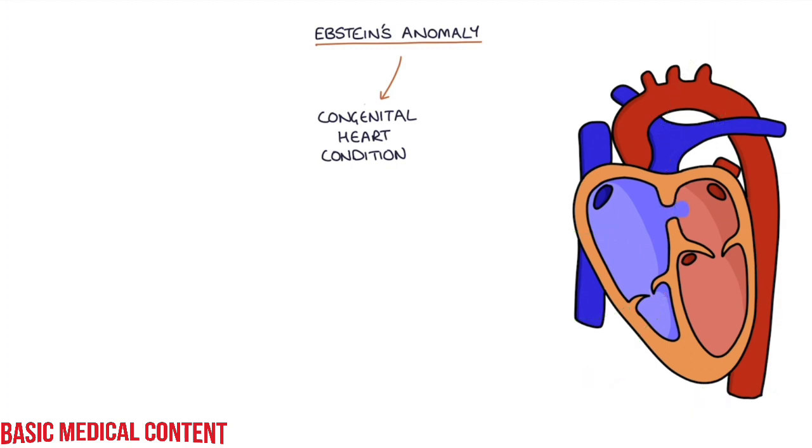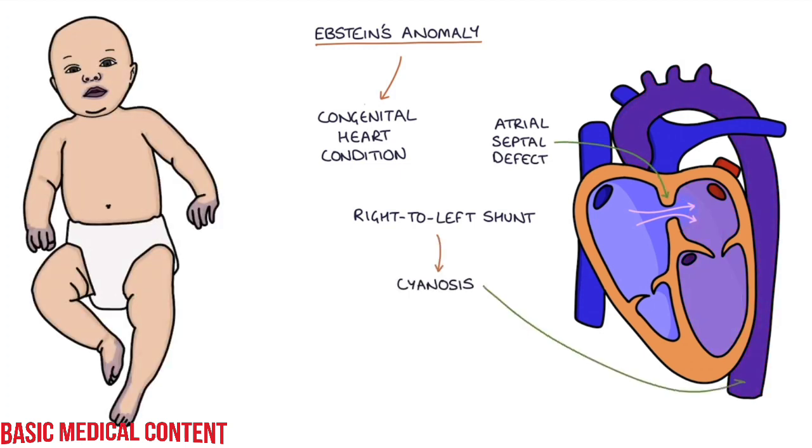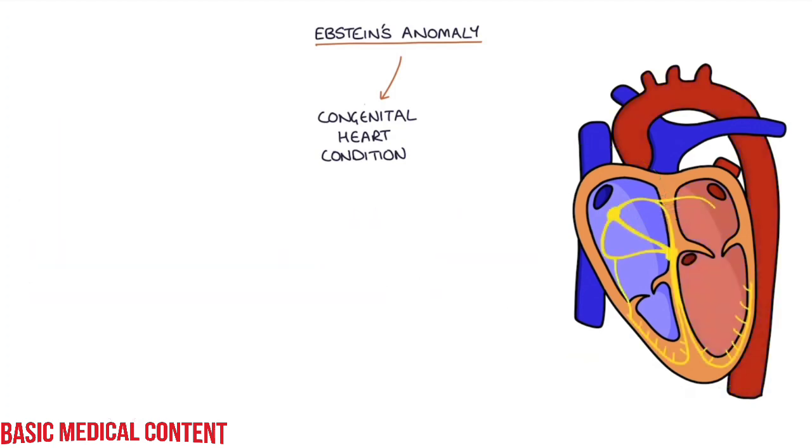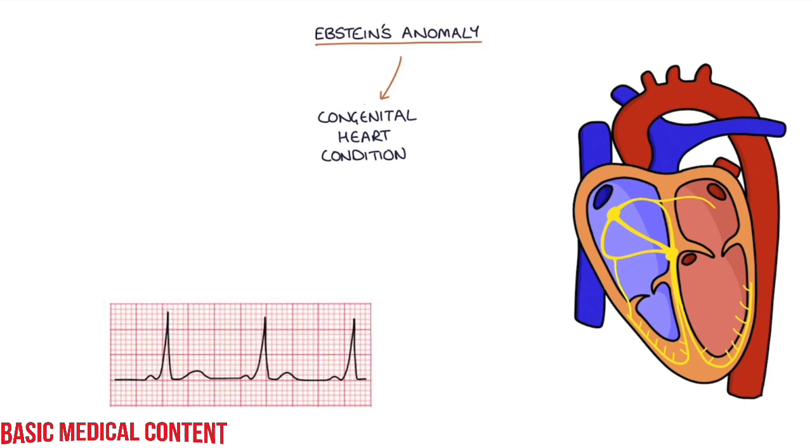It is often associated with a right to left shunt across the atria via an atrial septal defect. When this happens, blood bypasses the lungs and leads to cyanosis. Ebstein's anomaly can also be associated with Wolff-Parkinson-White syndrome.